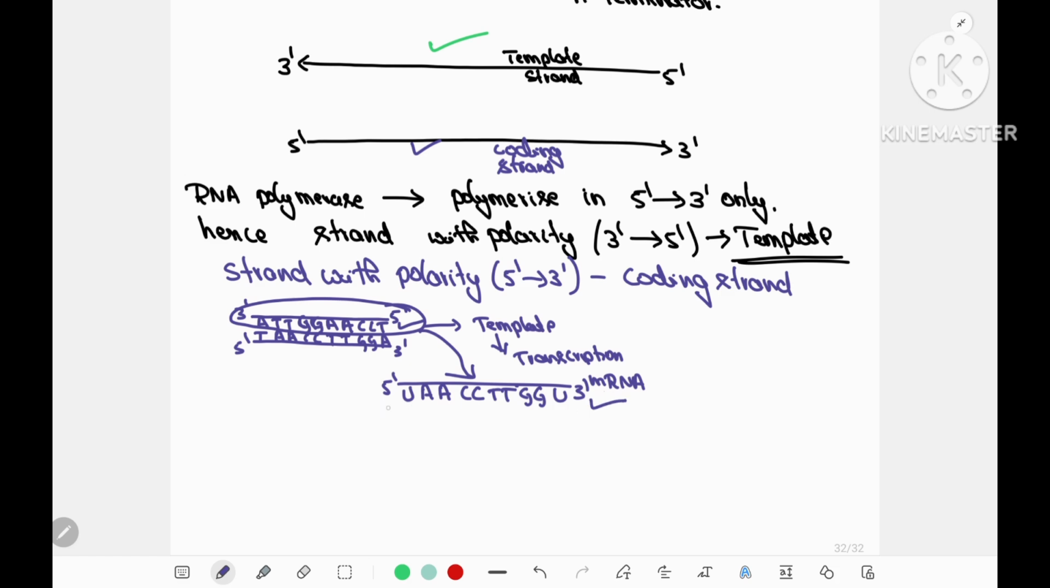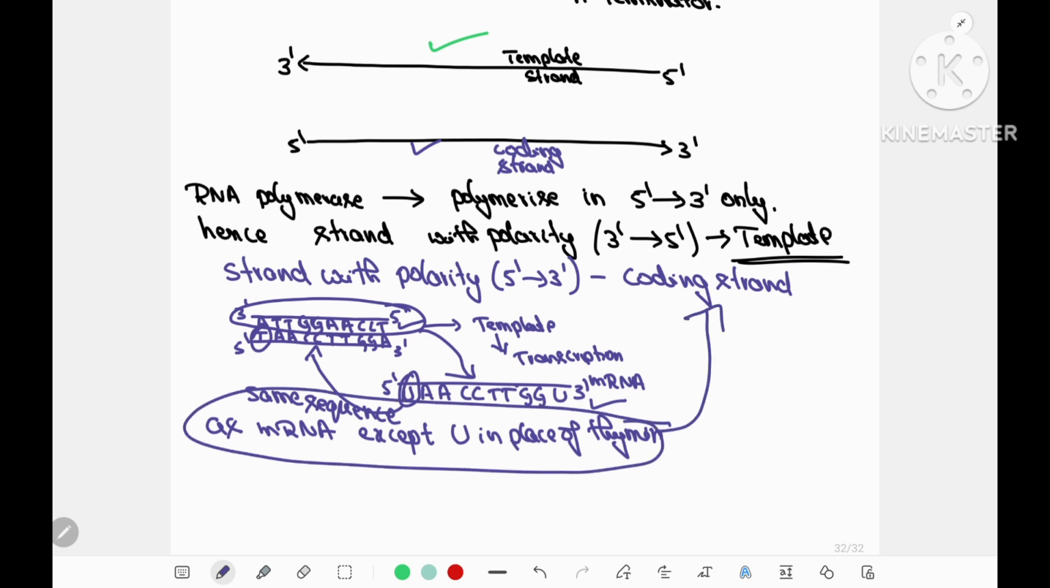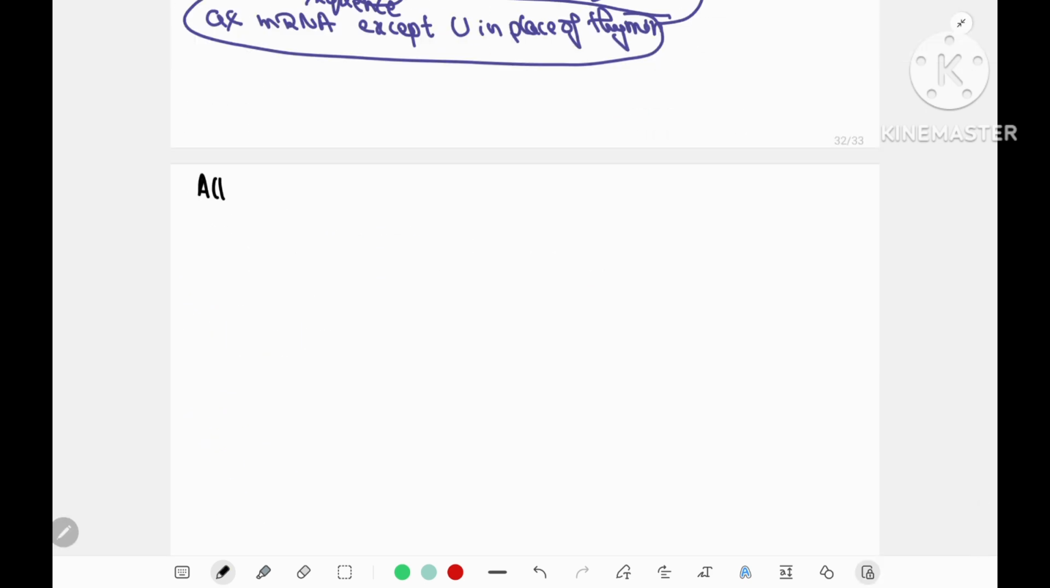Now, observe carefully. This sequence is similar to that of the coding strand. That is, including polarity, it is the same as the coding strand except for uracil in place of thymine. So that is the reason why, which information will be coded to the mRNA? The information, the sequence, which is present in the coding strand. That is why it is called the coding strand. And the other strand has to act as a template, the template strand.